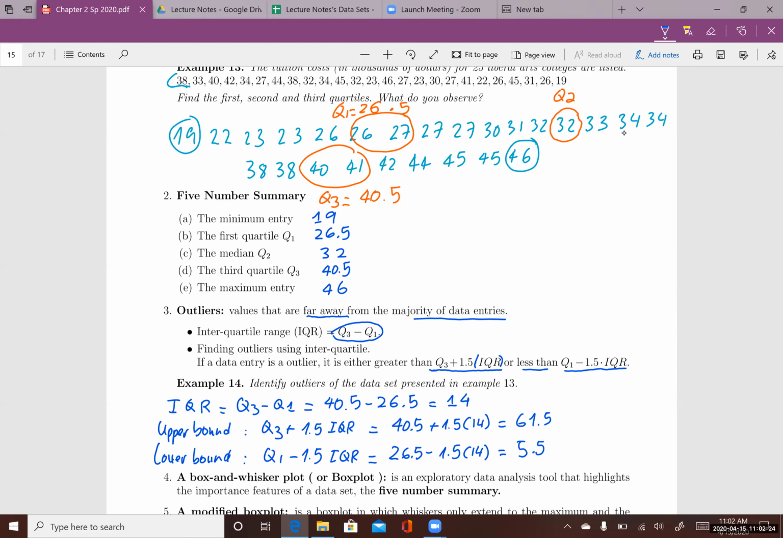In this data set, the minimum value is 19, the maximum is 46. These two numbers fall within this range. So we can conclude that there are no outliers detected.